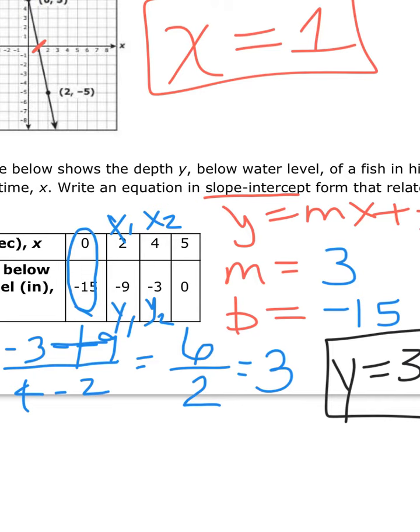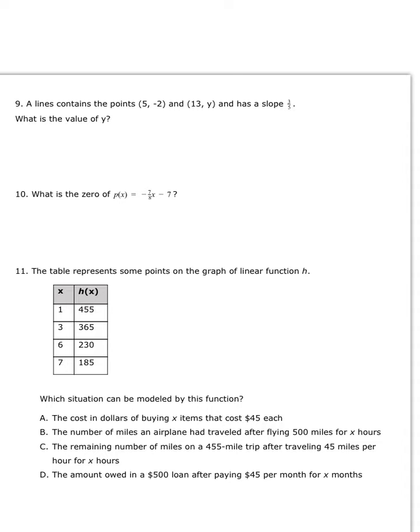Number 9. It says a line contains the points (5, -2) and (13, y), and has a slope of 3/5. What is the value of y?